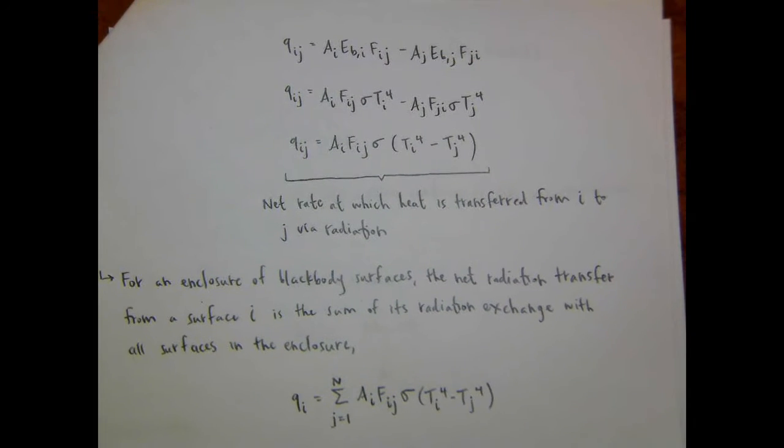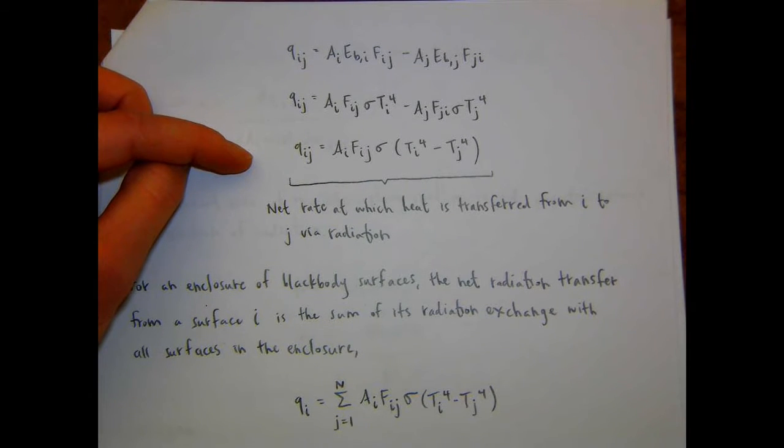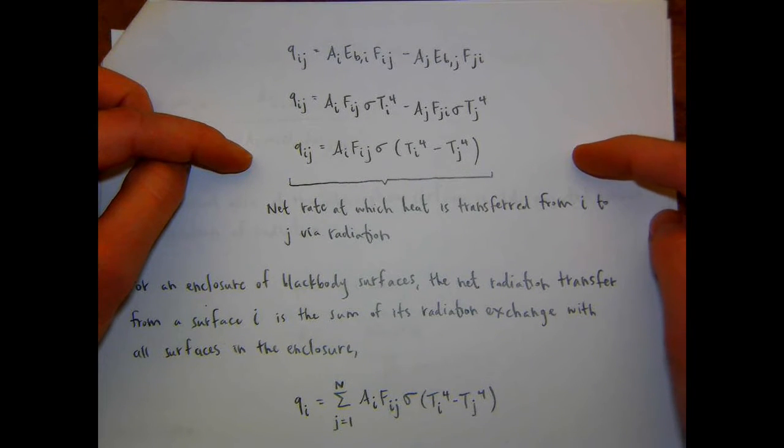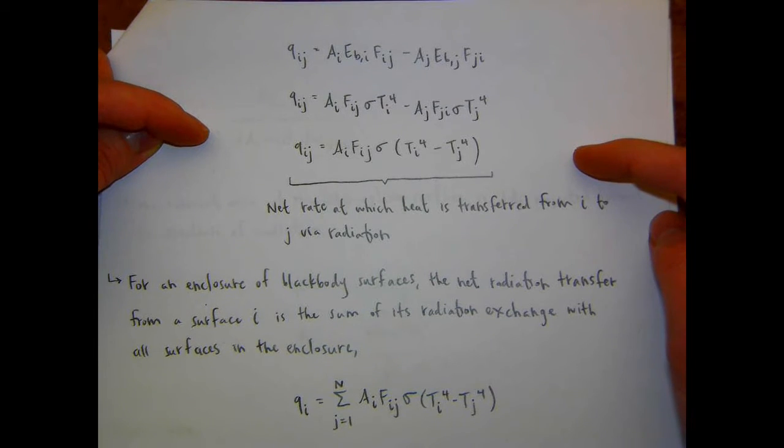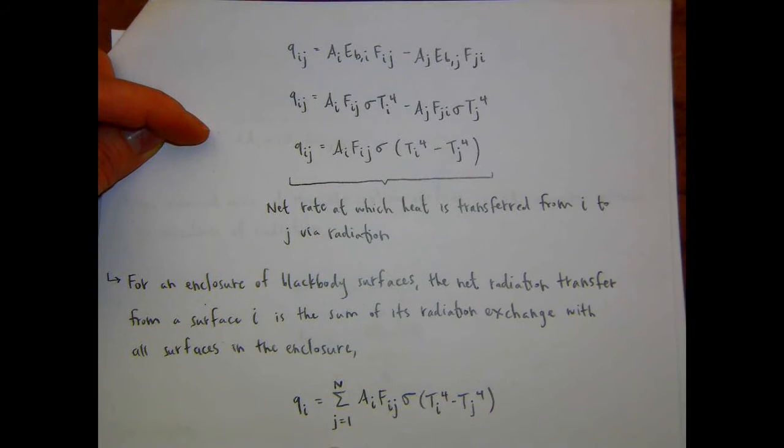So we talked about last week, we finished up by deriving the view factor and then writing down some expressions for how to calculate the radiation exchange between two surfaces using the view factor. So that was this equation. And this was for two black body surfaces. And then we said for an enclosure of black body surfaces, we can basically just sum up over all of the receiving surfaces to get the net radiation transfer from a surface of interest, surface i. So that's where we ended last week.